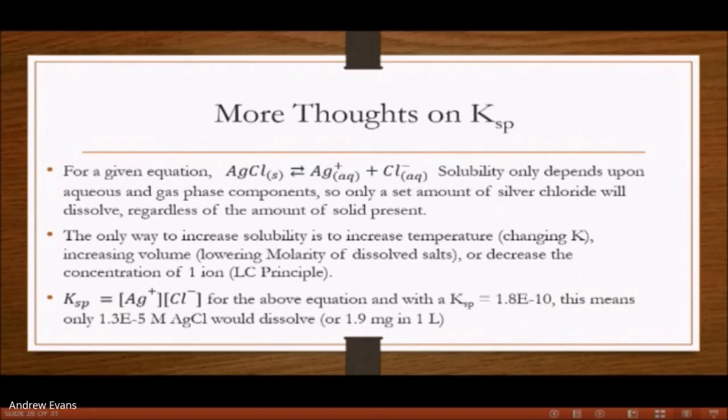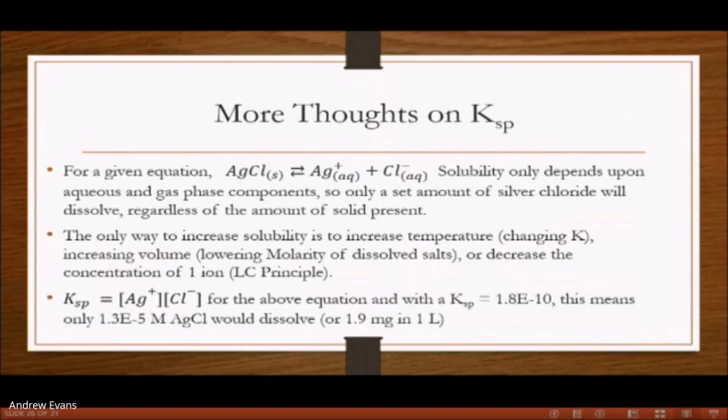What that means for us is that regardless of how much silver chloride I put into a solution, only so much will dissolve. There are only two ways to change that. One is to change the temperature, thus changing the K. Remember, the only way we can actively change a K is by changing the temperature, and we'll get to why that is next chapter. So changing the temperature will change the solubility. The other way is to change the volume.